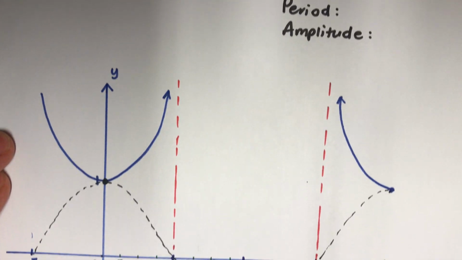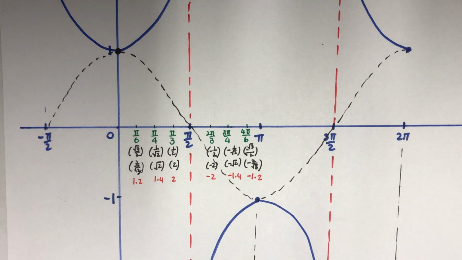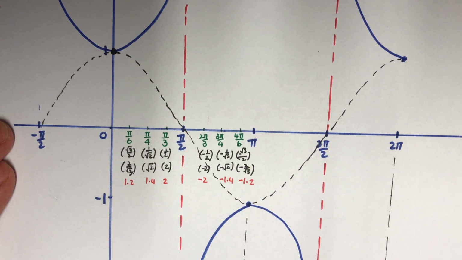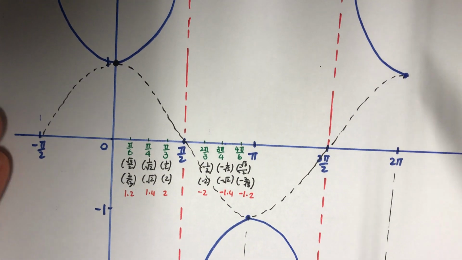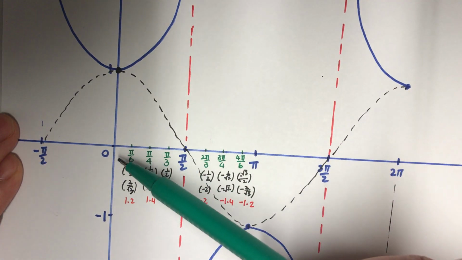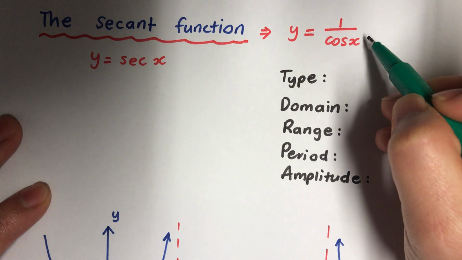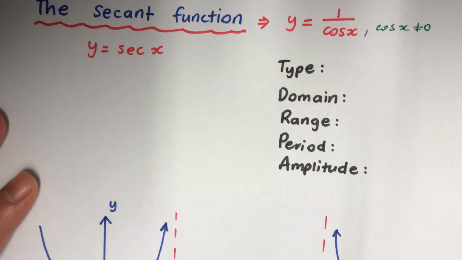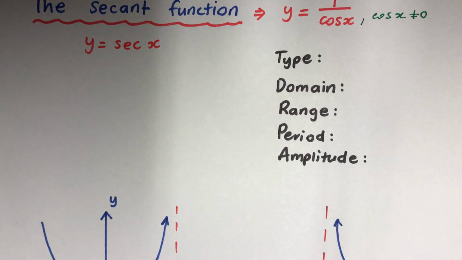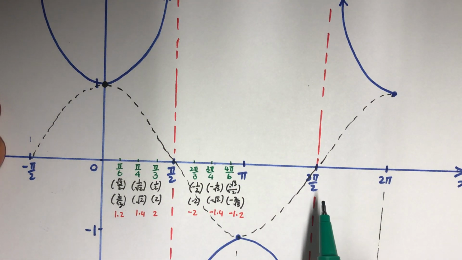So it will look like this. Unfortunately, I can't really show you the whole beautiful graph, but you will find out if you use Desmos or something like that. Anyway, let's have a look at this. Of course, we will have asymptotes again, because we cannot divide by 0, which means cos x cannot be 0. Wherever cos x is 0, you will have asymptotes, which is pi over 2, 3 pi over 2.